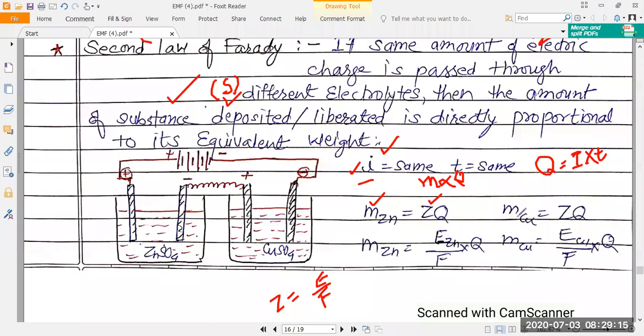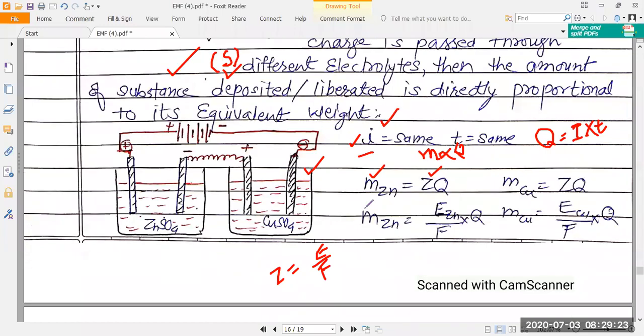Again, m_Cu means mass of copper in the second cell is equal to Zq, so this may also be written for zinc. The value of Z is equal to E_Z divided by Faraday into q. Here also m copper equals E_Cu, where E_Cu means equivalent weight of copper divided by Faraday and q.